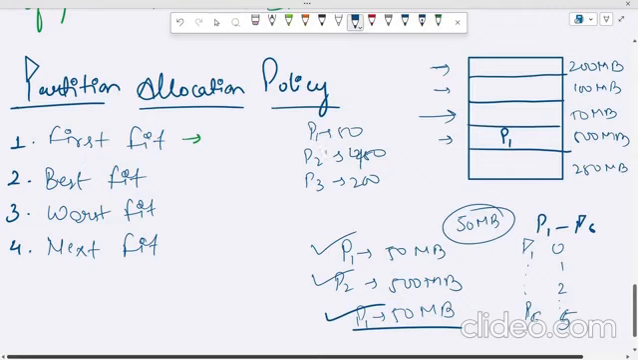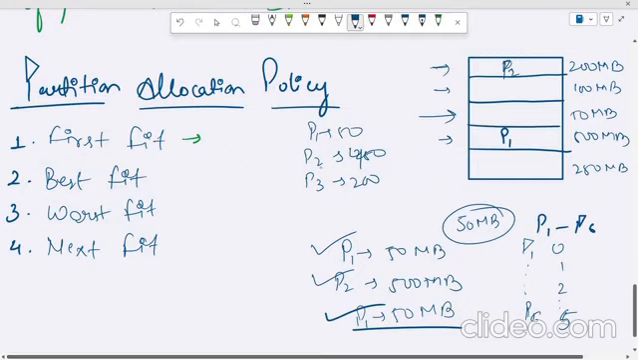Now, in next fit, P1 checks if there is space in the first block. And yes, there is a space. So P1 resides there, like first fit.